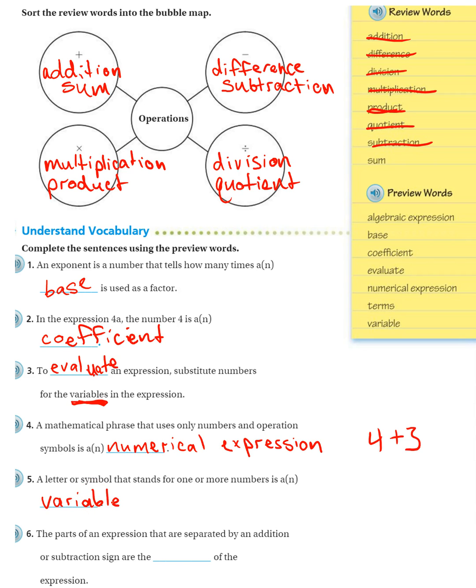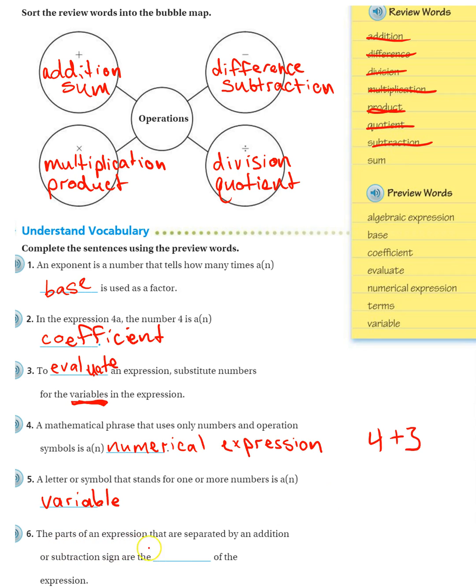The variable is the thing that can change or that we don't know. So for example, in the equation 4 plus t equals 7, well, t is our variable, and then we can solve to figure out what t equals, or we can evaluate to find what t equals.